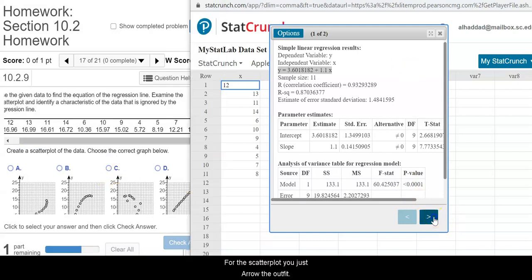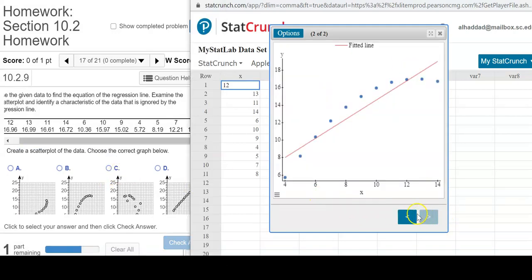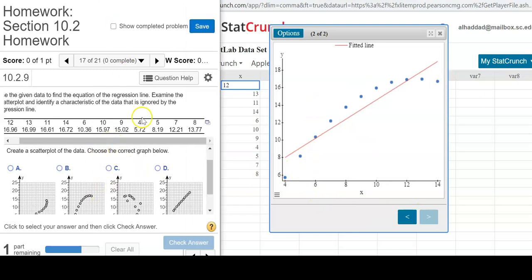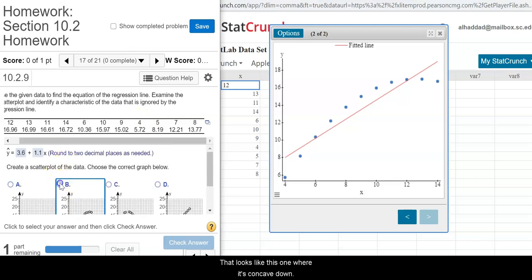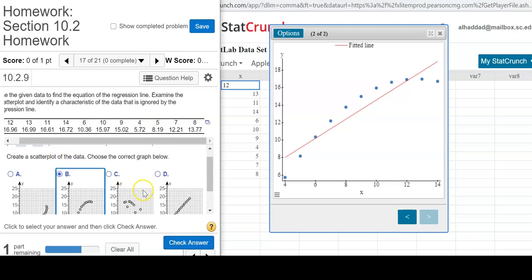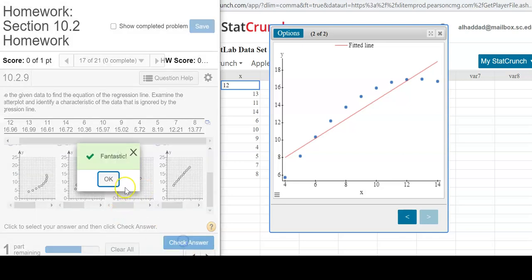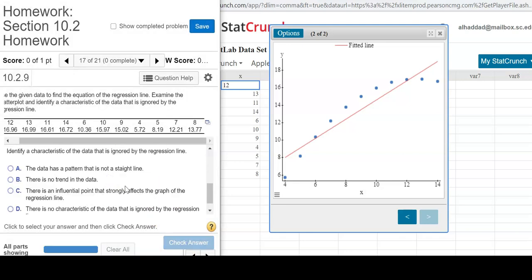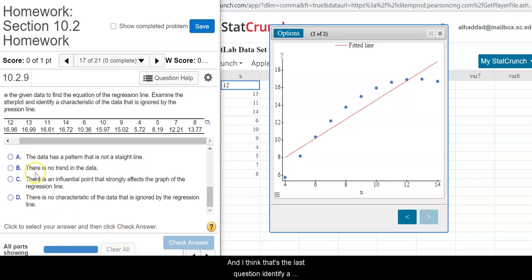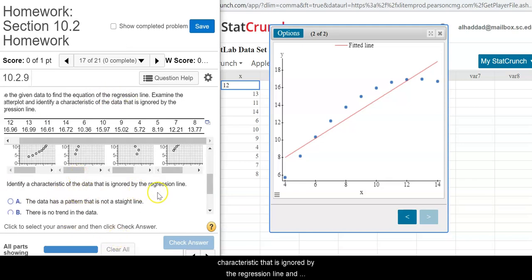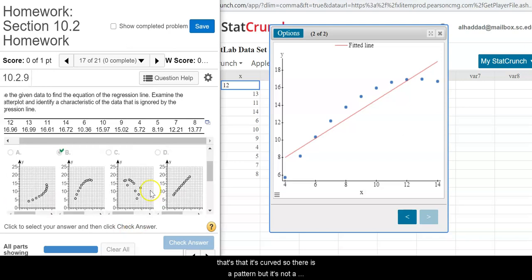For the scatter plot, you just arrow the output, and that gives you the scatter plot. So it looks like this one where it's concave down. And then I think that's the last question. Identify a characteristic that is ignored by the regression line, and that's that it's curved. So there is a pattern, but it's not a straight line pattern.